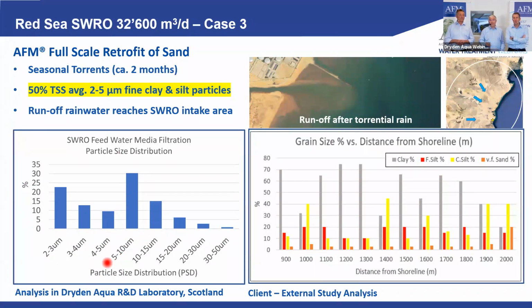In this case, again like in the other plant, we already have between 2 to 5 microns. We already reached 50% or more particles of small sizes. As you have seen before, the customer did the same analysis, and it's very fine silt.